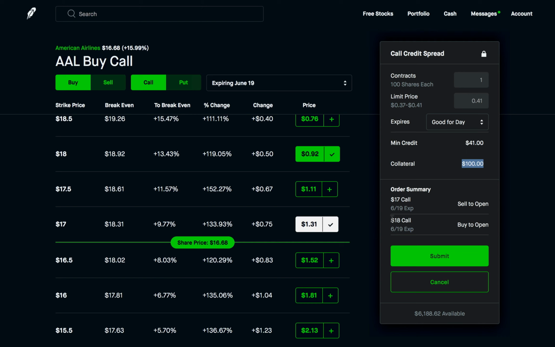So for example, if we were actually going to buy to open a call with a $19 strike price, you would subtract the strike price, so 19 minus 17 would be 2. You multiply that by 100, that'd be $200. That would be the collateral that you would need to put up. So it's very quick and easy to do that math. And then remember, you're going to receive $41. But again, this probably wouldn't go through. They'd probably want like 38, 39 at most. And then you would submit it, and you would have your call credit spread.